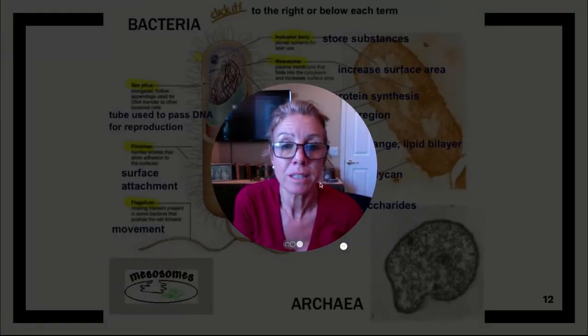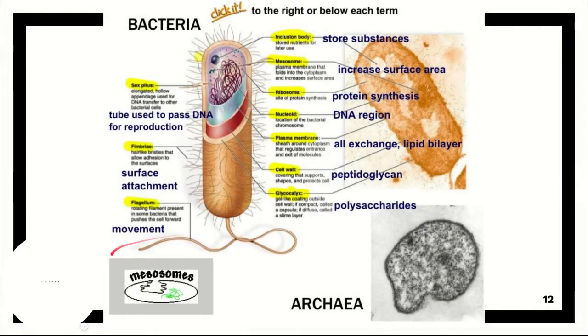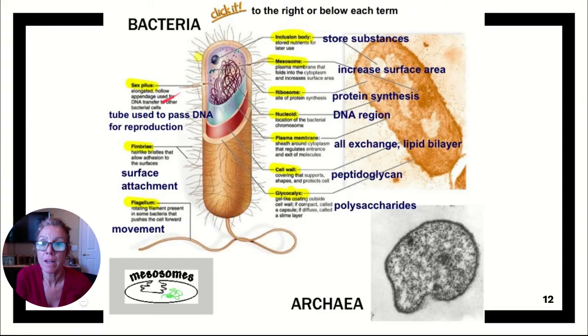So that's what the sex pilus is all about. Right here, a tube used to pass DNA for reproduction. So sex pili, tubes used to pass DNA from cell to cell. It's something kind of interesting, they can have like 3 of those going at one time. Now, we did this, and this. Now we're going to move to the inside.